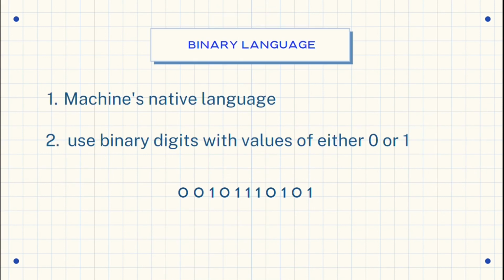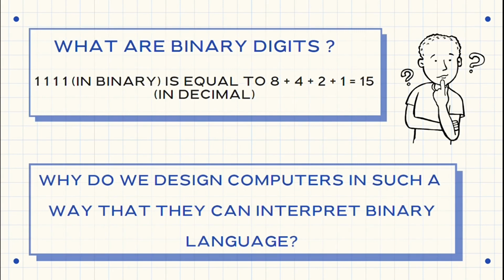As you are probably aware, a machine's native language is binary, which employs binary digits with values of either 0 or 1. The computers are designed in such a way that they can work with the 0 and 1 pattern in accordance with their understanding of it. Anything we want to say must be expressed using zeros and ones. We will now quickly go over what binary digits are.